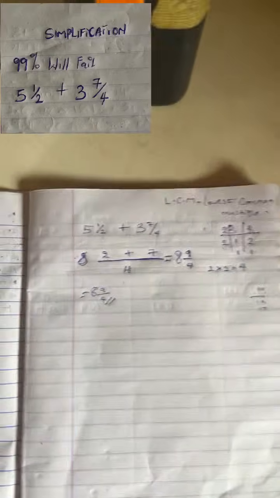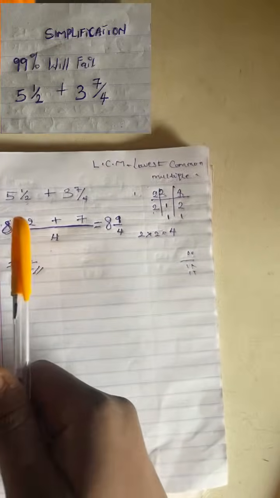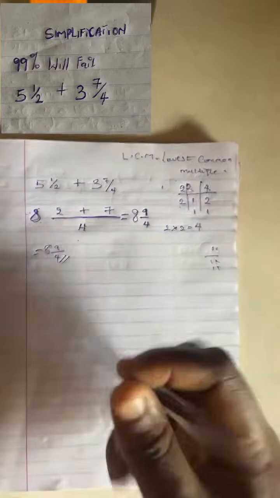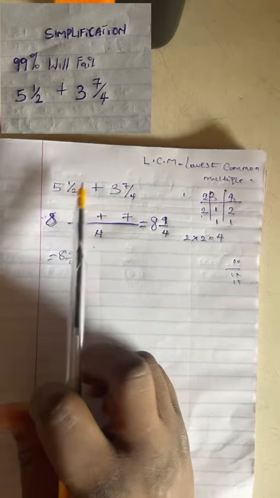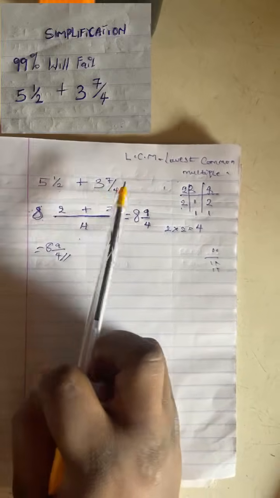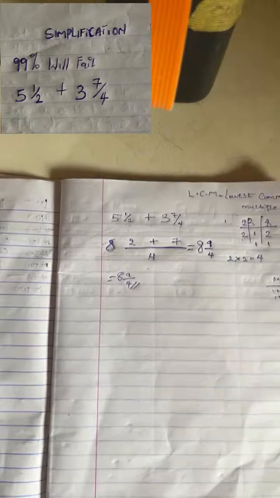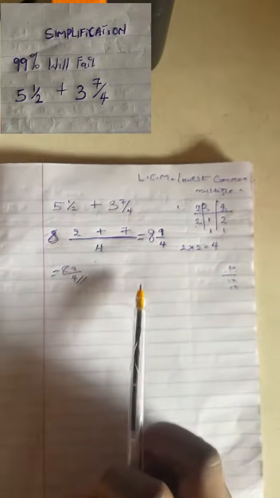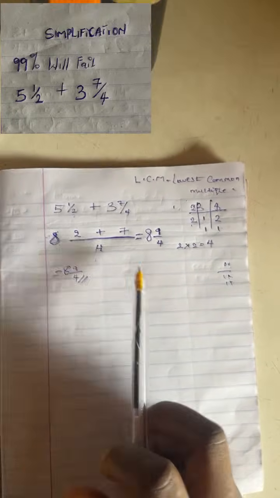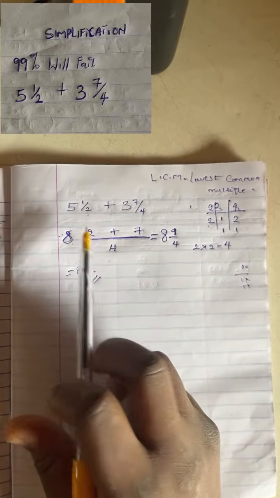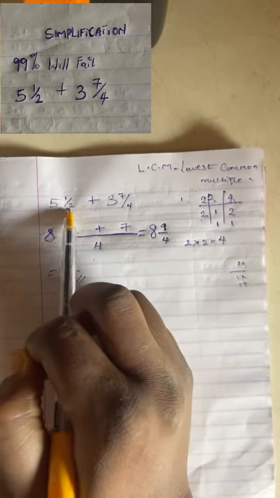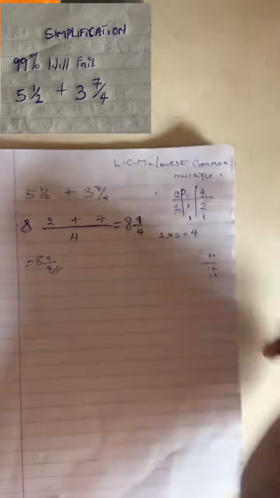Now, let me explain it again. Simplification, 5 whole number 1 over 2 plus 3 whole number 7 over 4. I'm explaining it again for those that did not hear. What we're going to do is you do it like this. Look for the LCM of 2 and 4. This is the LCM of 2 and 4.